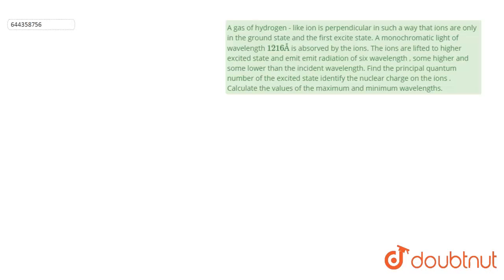Hello student, this is the question ID number 644358756, and in this question a gas of hydrogen-like ions is prepared in such a way that the ions are only in the ground state and the first excited state, and then a monochromatic light of wavelength 1216 angstrom is absorbed by the ions.